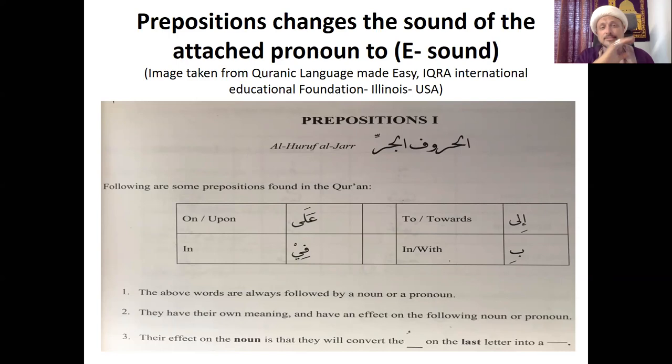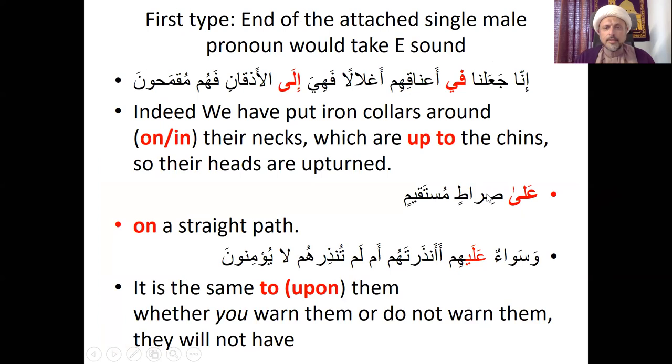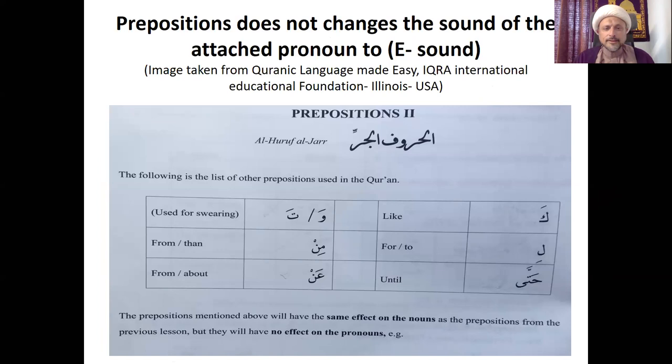And then we have the other group, and I'll come to the examples after a while. This group is the following list of other prepositions used in the Quran. Wa is used for qasam, swearing: wallahi, tallahi. Kaf is used for like, resemblance: kal asadi. Min you can use for greater than, or you can use it for from. An means from, about or away. Hatta, until. Li, for.